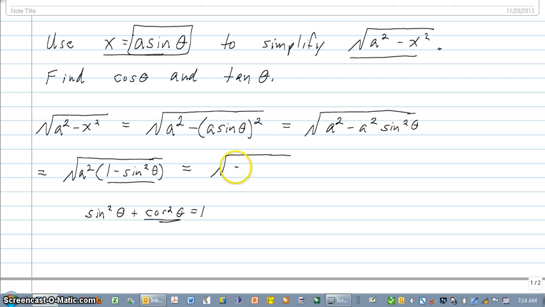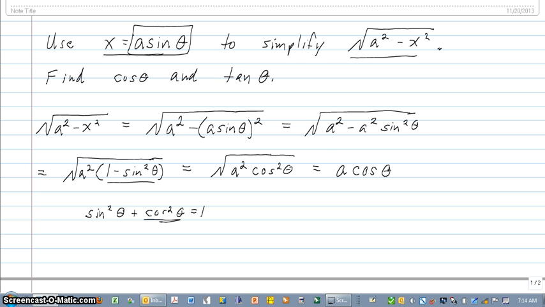So what I'm left with under my radical is a squared cosine squared. And if I take the square root of a squared, I get a. And if I take the square root of cosine squared, I get the cosine of theta.